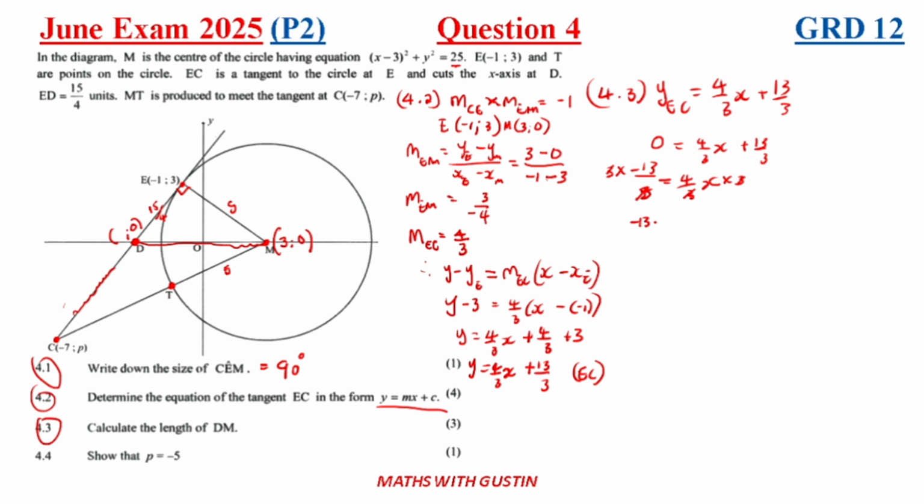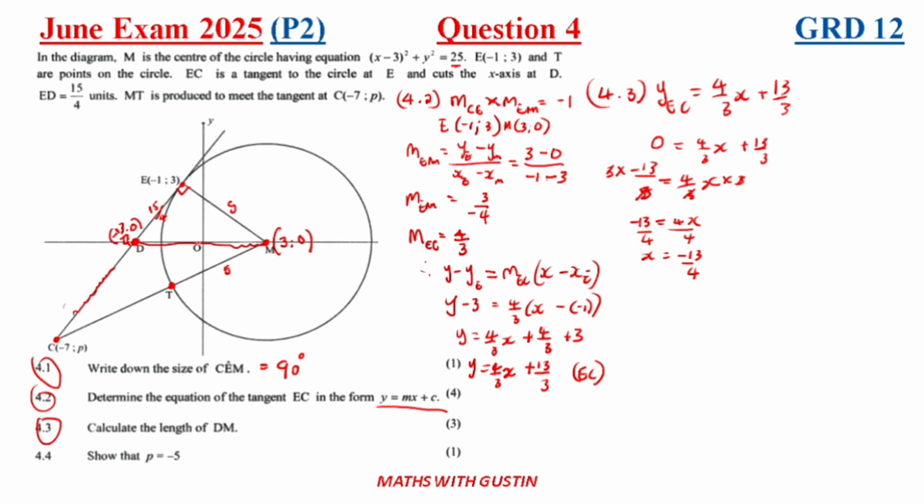Negative 13 is equal to 4x. Then you divide by 4. x will therefore be equal to negative 13 divided by 4. That's our answer there. So here we have got negative 13 divided by 4 as our answer.